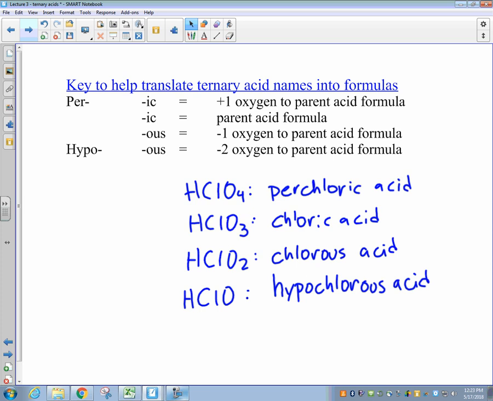So there are your naming conventions for naming ternary acids. Please make sure that as you go to complete your homework assignment on this particular set of problems, you keep out your nomenclature flowchart and your common ion sheet to assist you in completing these problems. That concludes our lecture on naming ternary acids.